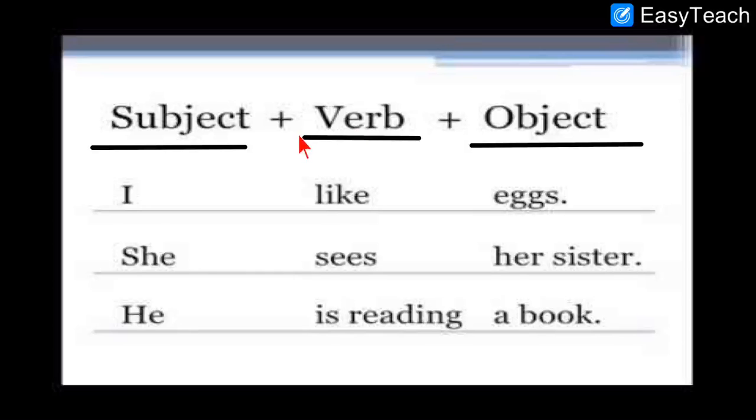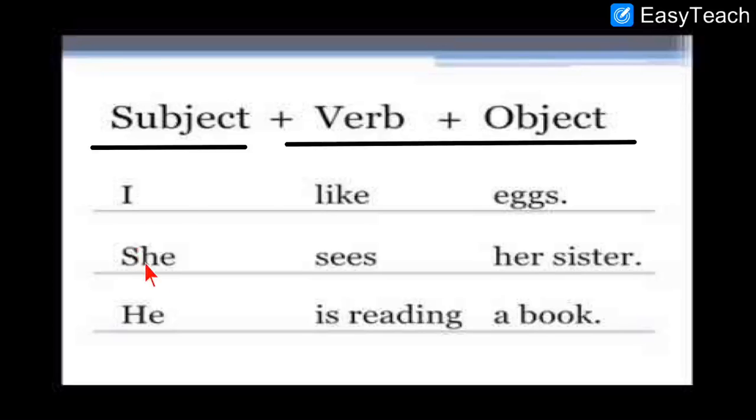These two together make predicate. See, subject and verb together will make the predicate of the sentence. So we have subject and predicate and our sentence is complete. Here is the verb. I like X, subject, predicate.